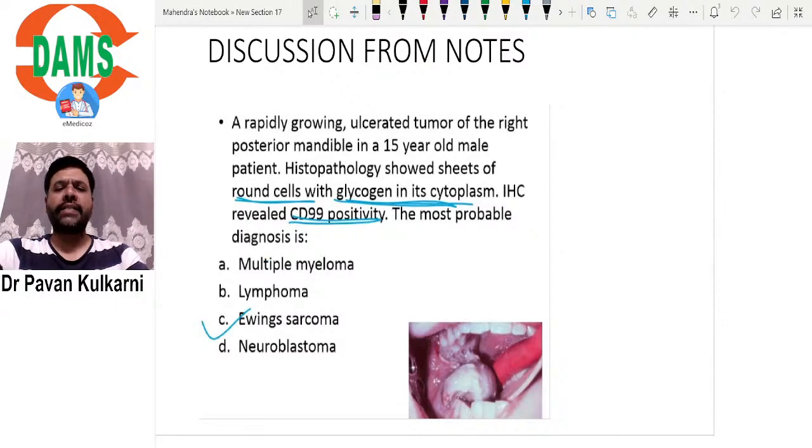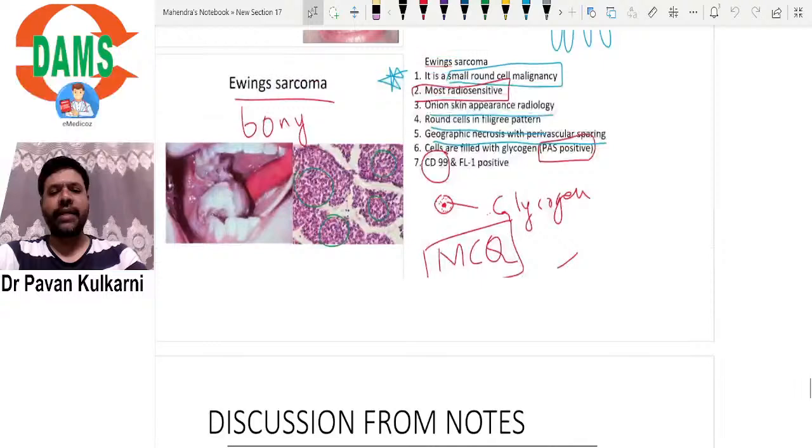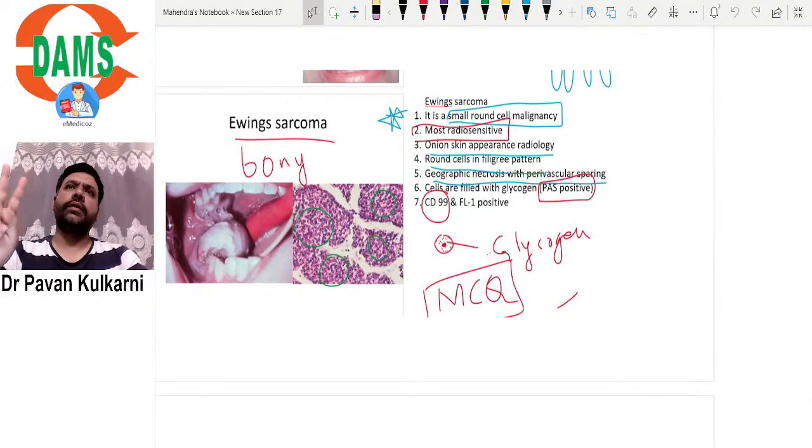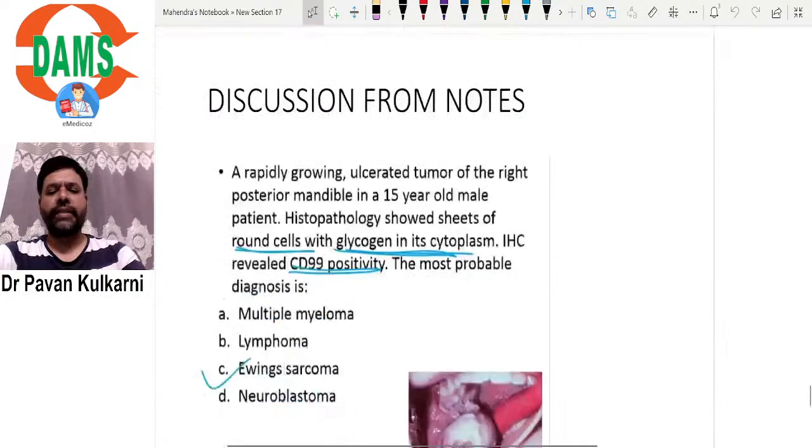Even we had framed a question which is the same, a history based question: a rapidly growing ulcerated tumor of right posterior mandible in a 15-year-old male patient. Histopathology showed sheets of round cells with glycogen in its cytoplasm. IHC revealed CD99 positivity. The most probable diagnosis is Ewing sarcoma. You should remember two things: round cell tumor, CD99 positivity. Classically, the correct answer would be Ewing sarcoma.